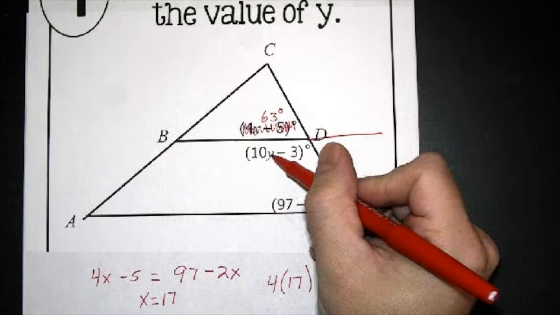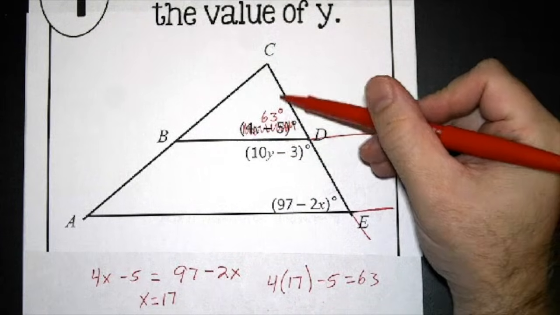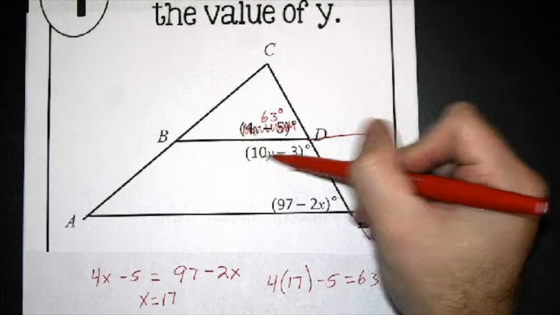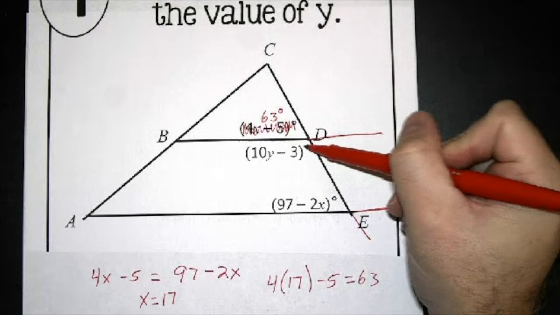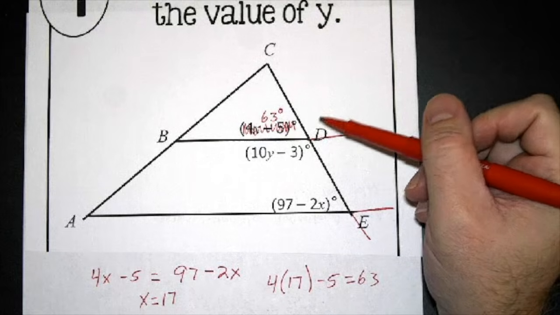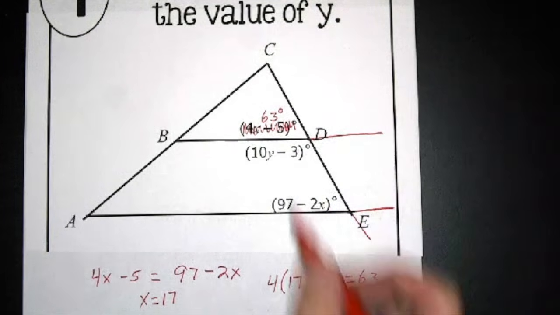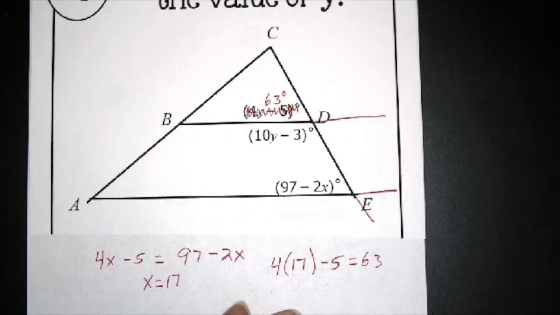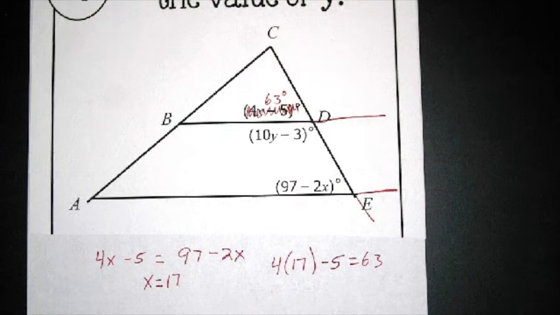So now to find y, what do we have here? I have an acute angle, and the angle that has the y in it is an obtuse angle. So those are actually a linear pair. And remember, a linear pair needs to add up to 180. So I am going to say 10y minus 3, which is this angle, I'm going to add it to 63, which is the other angle. And that needs to be equal to 180 because they are supplementary.